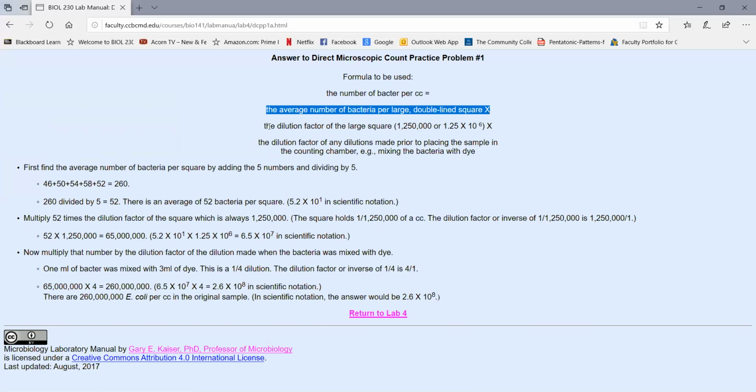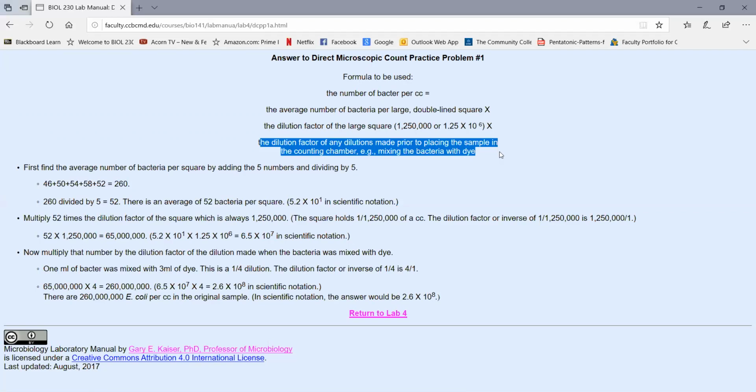We multiply that by the dilution factor of the large square. Well, again, that's a standard. Remember, the large square holds 1 over 1,250,000th of a cc. So if we flip that over and invert it, the dilution factor of the square will always be 1,250,000. That's the way the square is made. If you're doing it in scientific notation, that would be 1.25 times 10 to the 6. Then we multiply that by the dilution factor of any dilutions we made before we put the sample on the counting chamber, such as mixing it with dye, which we did.